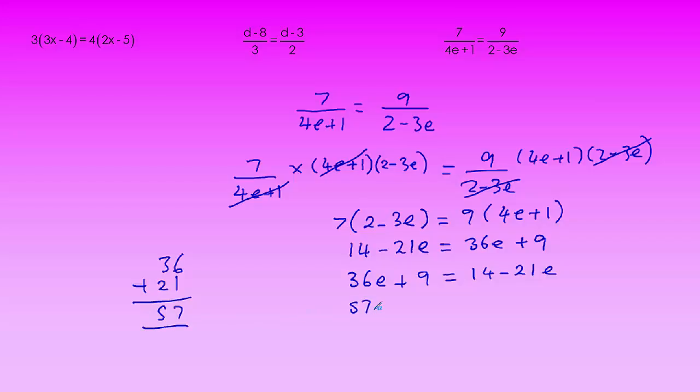So I've got 57 e's add 9. And we're just left with 14 over here because we added 21 e's, which gets rid of these e's. Now take 9 from both sides, and we've got 57e equals 5. And then divide both sides by 57, and e will be equal to 5 over 57. There's nothing wrong with a fraction as an answer.